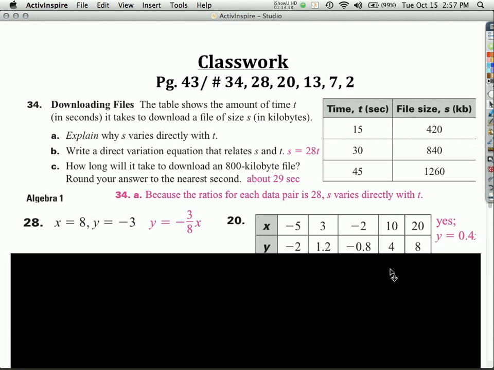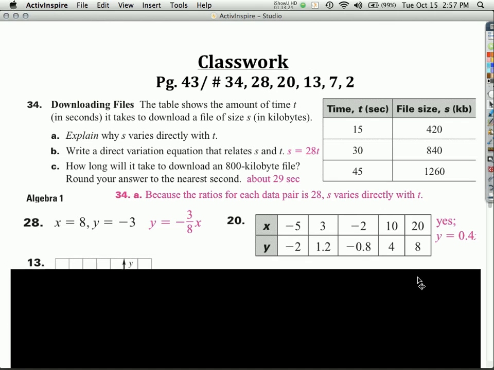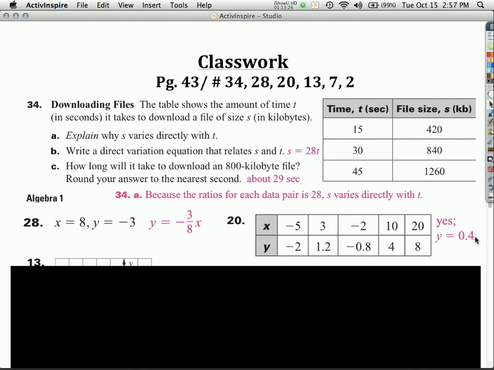Number 28, y equals negative 3/8 x. For number 20, and I'm sorry my answer got a little bit cut off. Yes, this is a direct variation, and you get y equals 0.4x, or you could have put y equals 2/5 x. That's what I would have put, but I got this from the publisher.